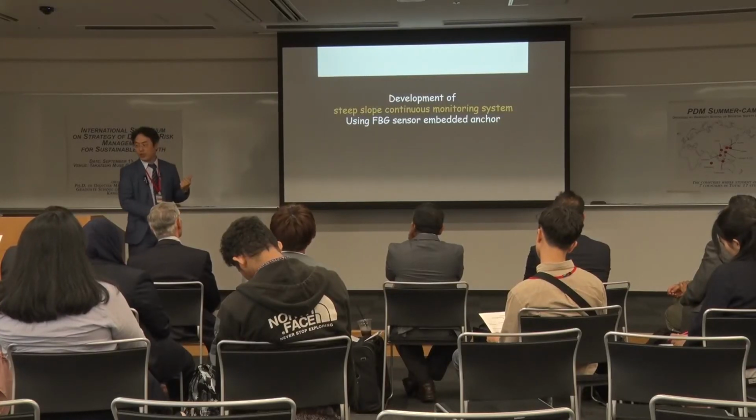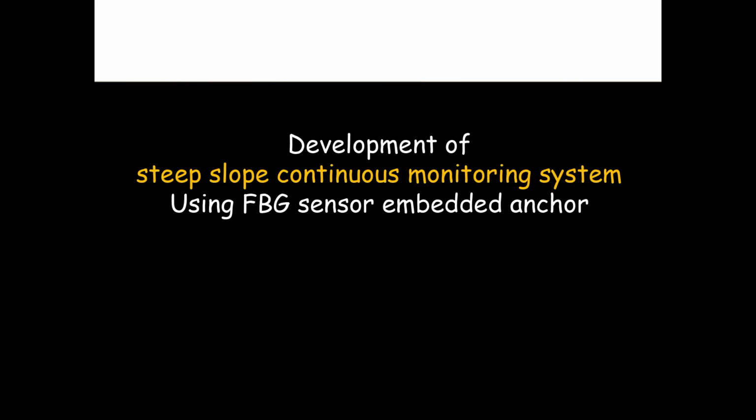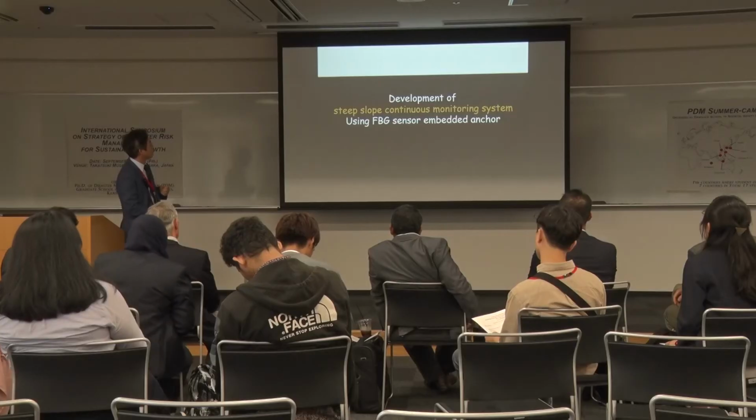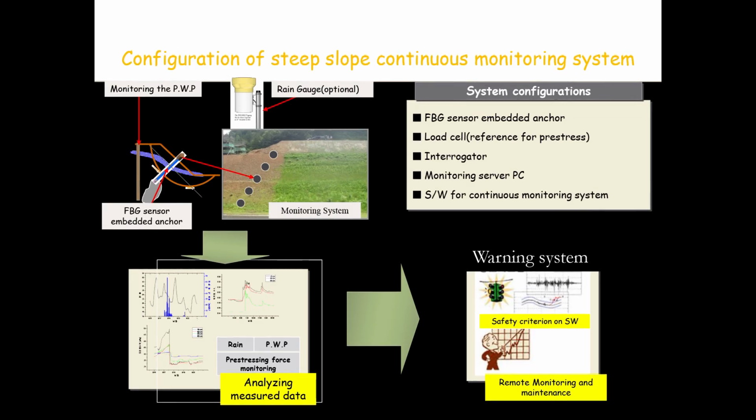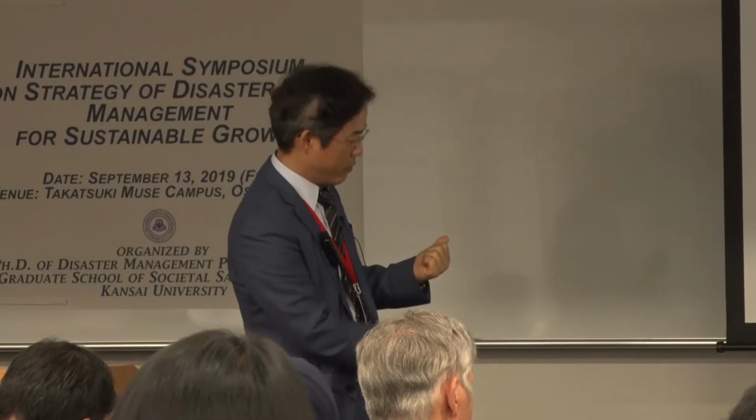And then I will show briefly how we can use that system in the real world. This is a steep slope continuous monitoring system using the FV sensor embedded tendon. We put the FV sensor embedded tendon in the slope like that, and then we measured the groundwater tables or even rain gauges. After analyzing the measured data, we can give the safety criterion on the software, and we can give people warning systems using the measured results.